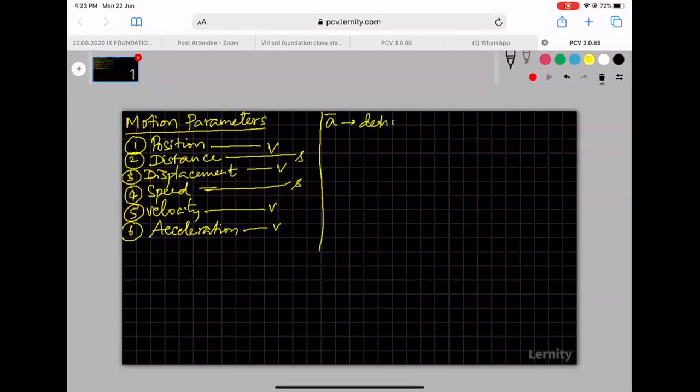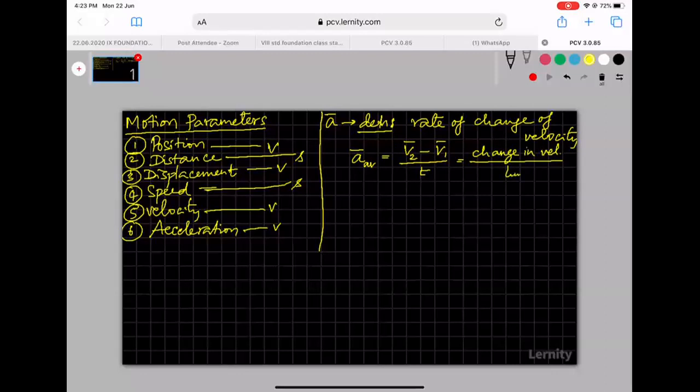Definition of acceleration. Acceleration is simply defined as rate of change of velocity. By definition, acceleration is the rate of change of velocity, and we already saw the difference between average and instantaneous. So I'll go directly. Average acceleration is equal to change in velocity by time taken. Average acceleration is nothing but change in velocity divided by time taken.